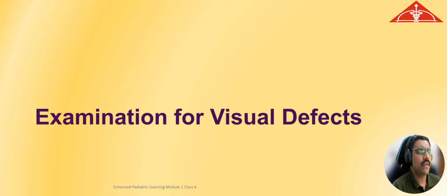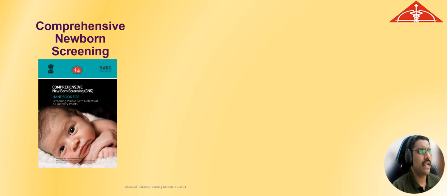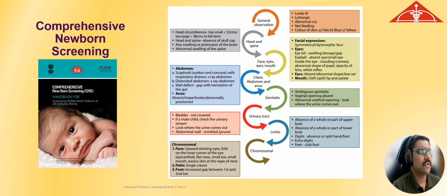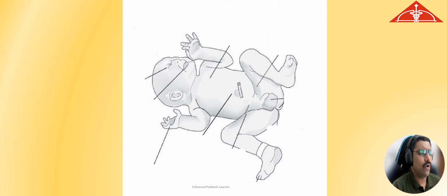Examination of disparate defects is guided by the exhaustive, comprehensive newborn screening method given by the RBSK program, which tells us to systematically approach a neonate in assessing for visual defects. The neonate following delivery is assessed based on general appearance, the anthropometry, and overall movement and tone.